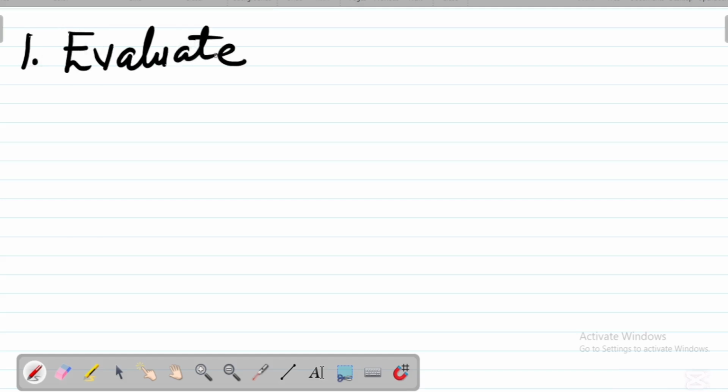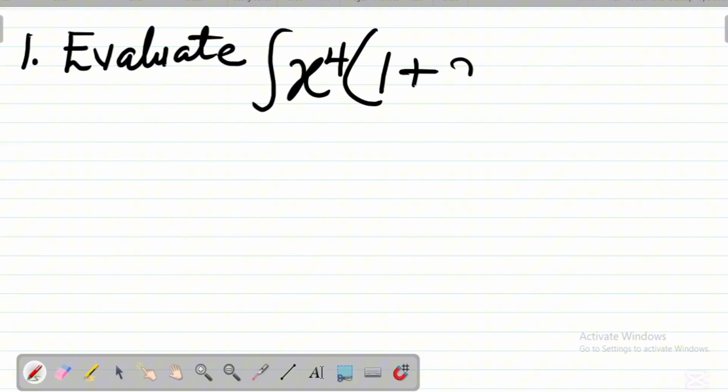Let's solve question 1. Evaluate the integral of x raised to the power 4 open bracket 1 plus x raised to the power 5 all raised to the power 3 dx. Let's call this equation 1.